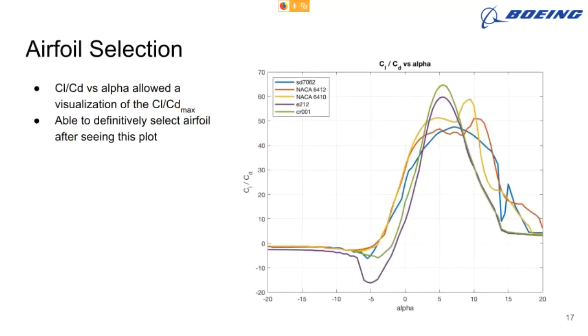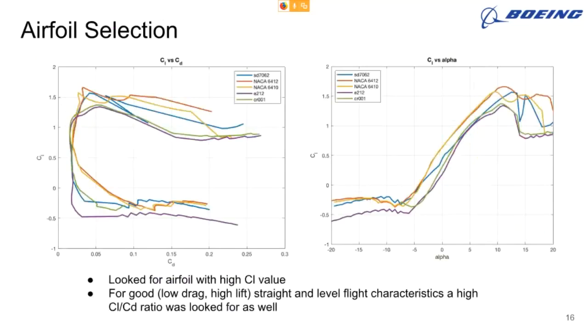And then the next graph is our CL versus alpha graph, and here's just our coefficient of lift. Coefficient of lift is heavily dependent upon the shape of the airfoil. So our CL max requirement was 1.4. So we basically looked at whichever airfoil meets our CL max requirement as a viable option for our airfoil selection.